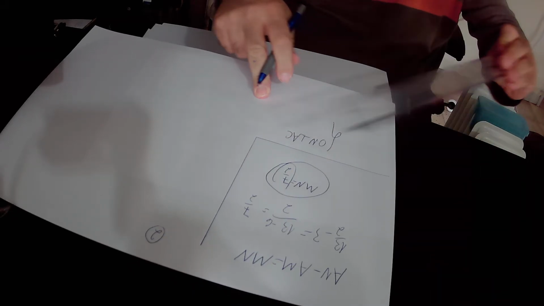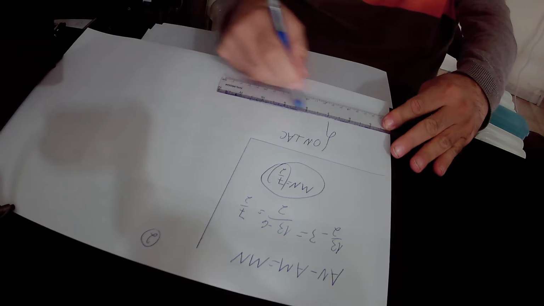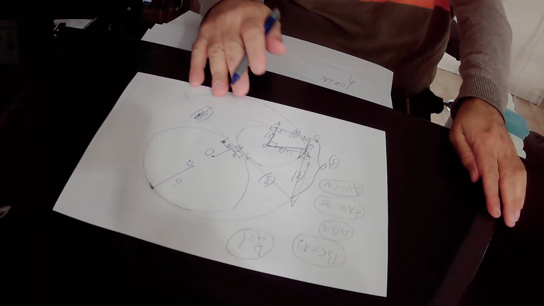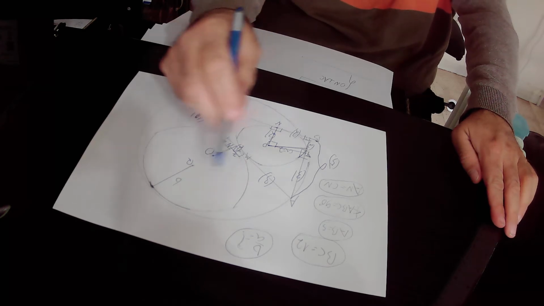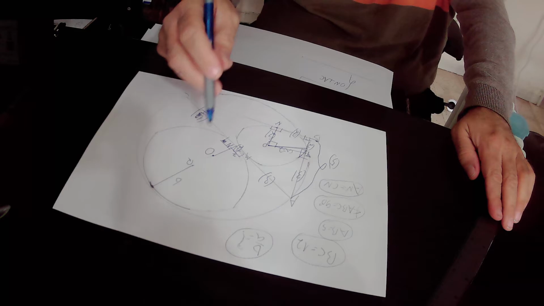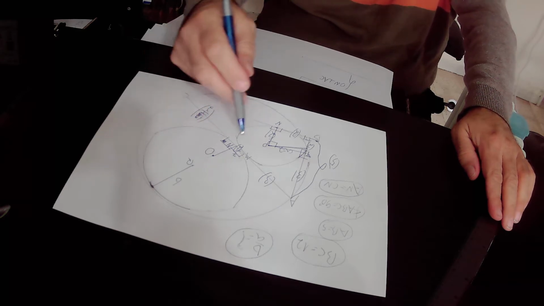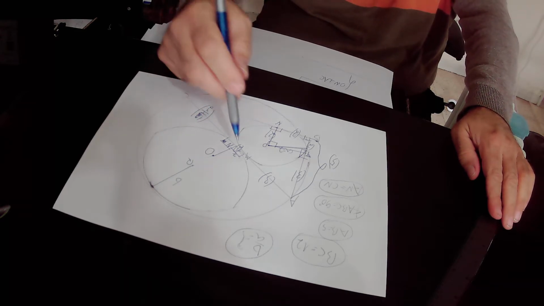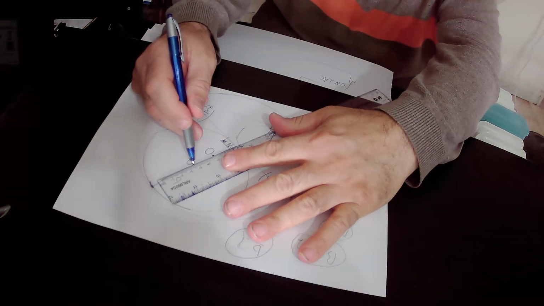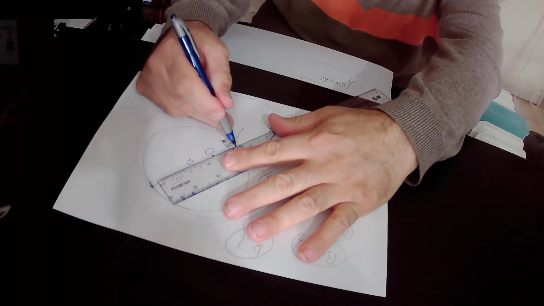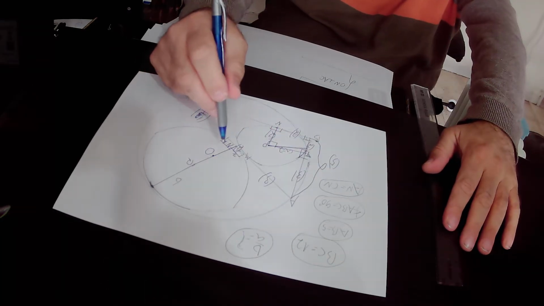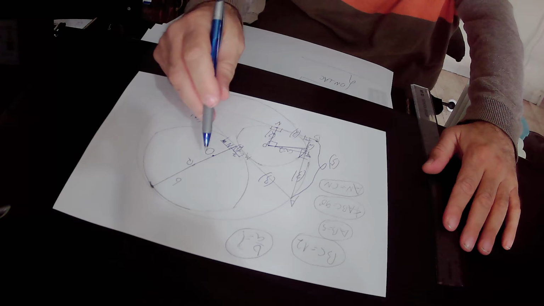In addition, we know that point Q is the center of this circle, point N is a point on the circle itself, therefore QN is the radius of this circle. QN, the radius of this circle, is equal to B.